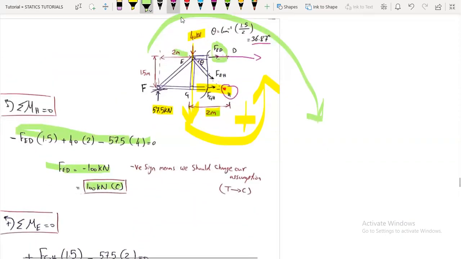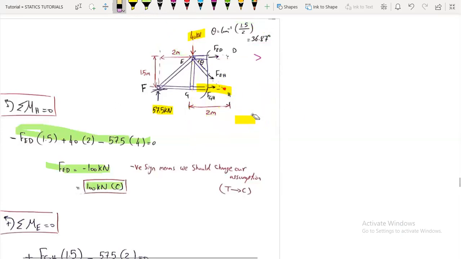Now, taking the summation of moments about point E, here, we have what? 40 kilonewtons will not be with us, and these three forces, okay? So that's why we are taking the summation of moments at point E. It will be much easier, and we will have one unknown only. So FGH multiplied by the distance, which is 1.5, and it is rotating what?